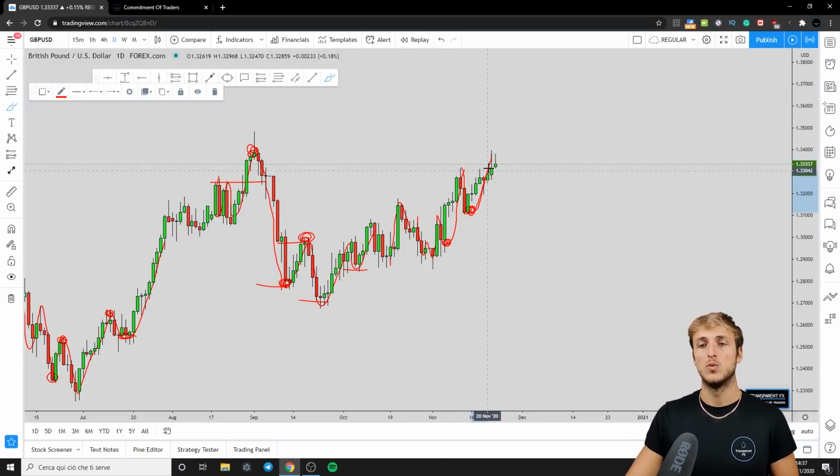And obviously, we capitalized on this move to the upside with students, and we just had our take profit hit, which you probably already knew about from the previous analysis on GBP USD.